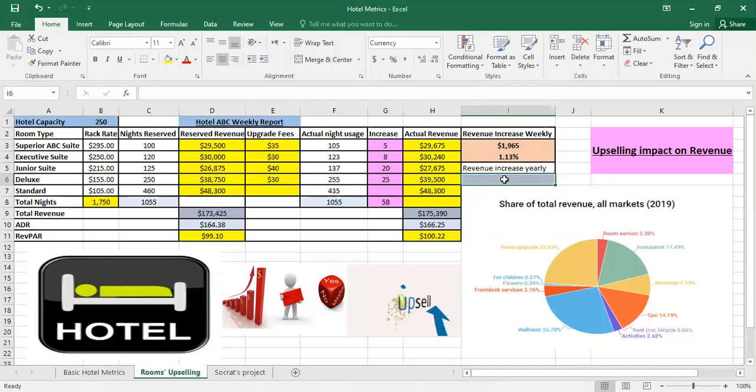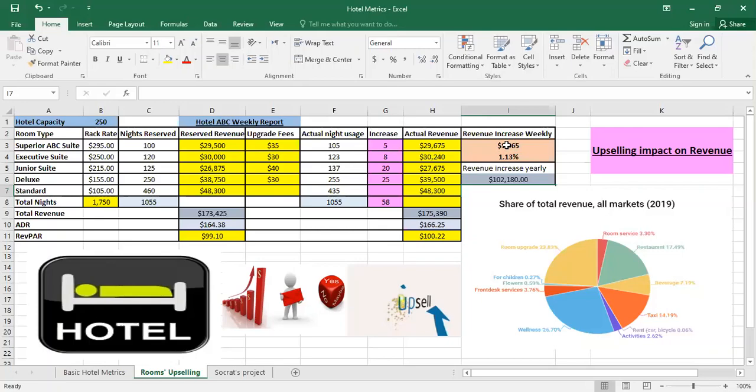Also, in order to see what increase in revenue we can have if this plan was implemented for the whole year, it's 52 weeks per year times the weekly revenue. So as you can see, from a minimum effort, you can reach $102,180 per year just by upgrading 58 room nights per week. And this is why it's important.